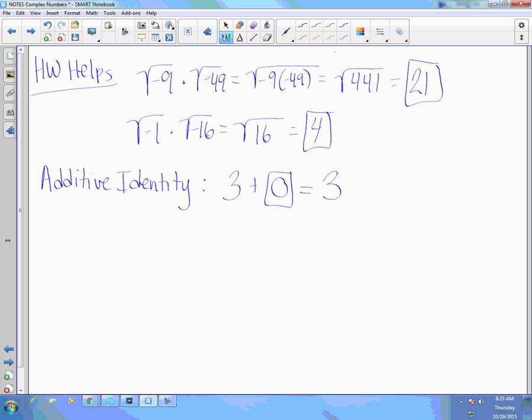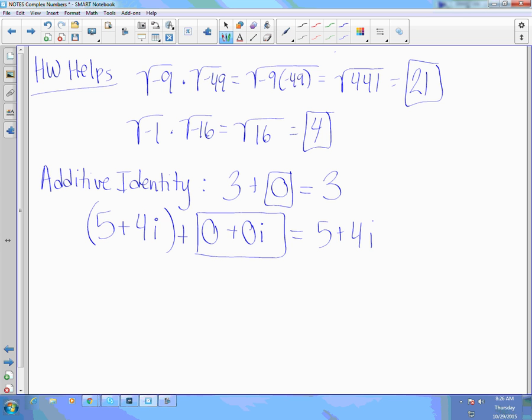What about the complex numbers? What if I gave you 5 plus 4i? What do we have to add to get our complex 5 plus 4i back? It would be 0 plus 0i. Because the real piece, 5 plus 0, is still 5, right? And 4i plus 0i is still 4i. So additive identity gives you the identity, or the original, back.